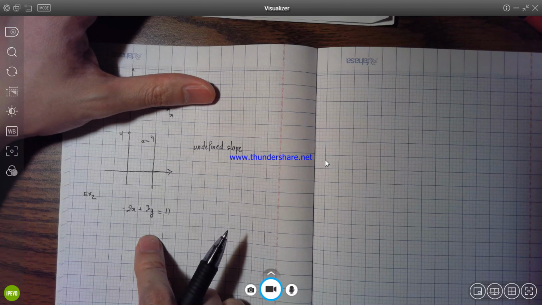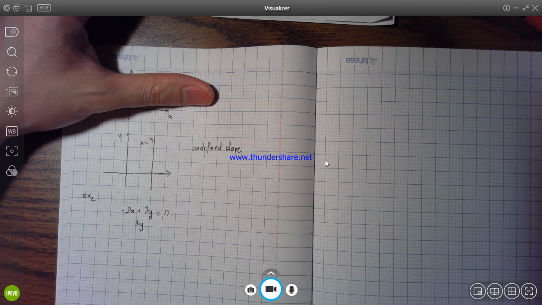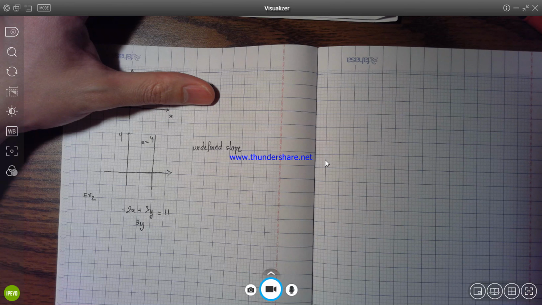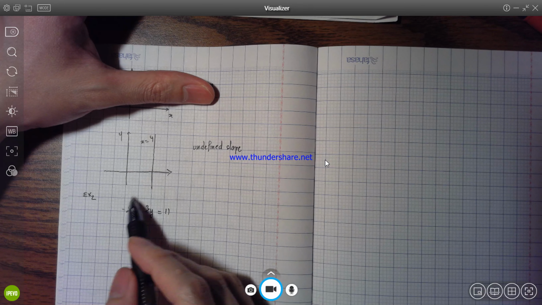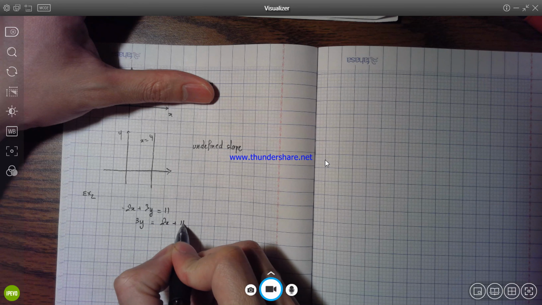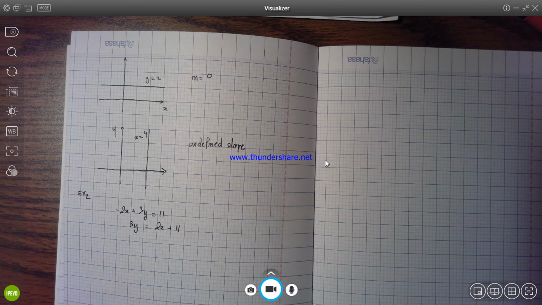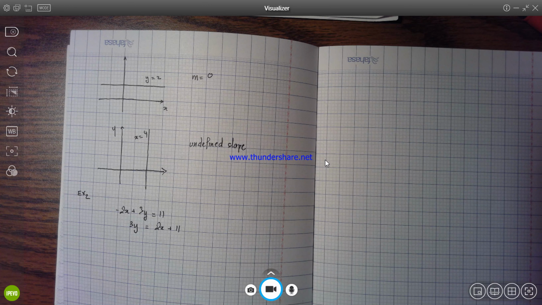In order to convert this, you're going to leave all the terms with y on the left hand side, and you're going to move all the terms with x to the right hand side. So I'm adding both sides by 2x. So I'm going to have something like this. Everybody knows how to do this. We already learned how to solve a linear equation: isolate the y term and put the x term on the right hand side with the constant.